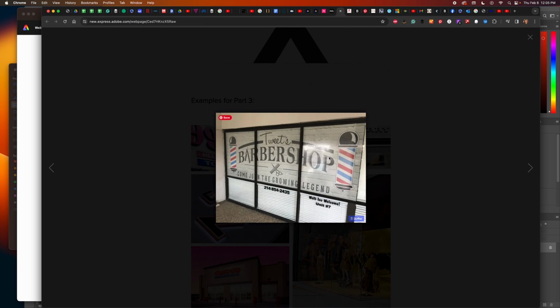It's subtle. The other thing I do want you to look at, right here it says tweets. I would have tightened the space between the T and the W a little bit. That looks a little bit like a river. Again, it may be the angle of the photograph, but that would have been one of the adjustments that I would have made on that one.